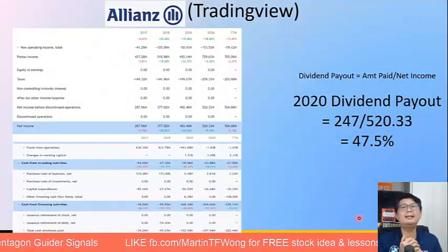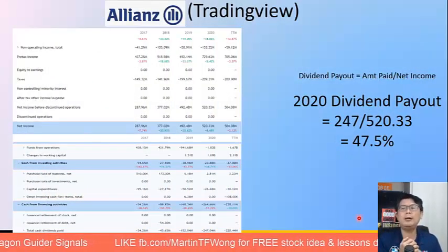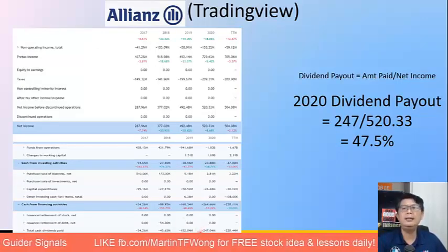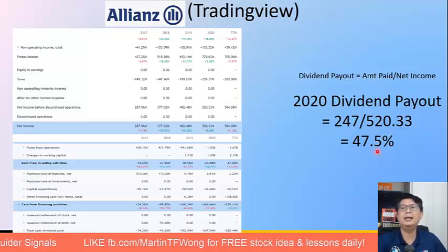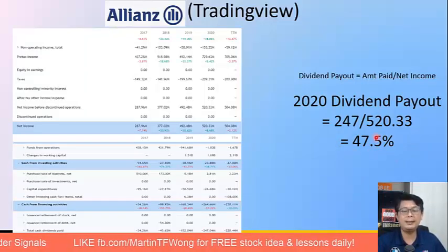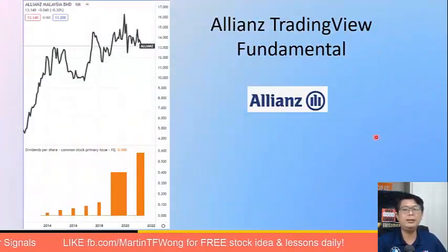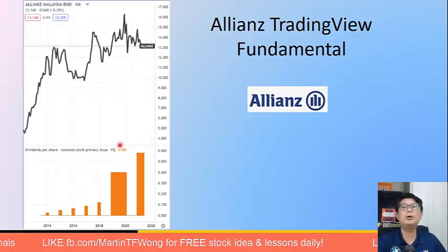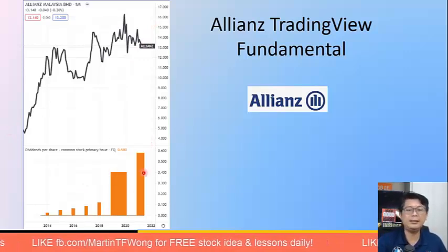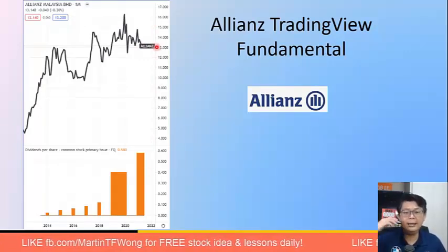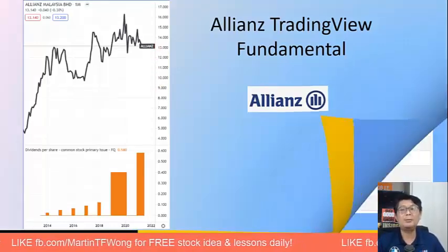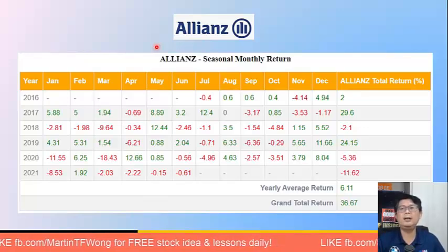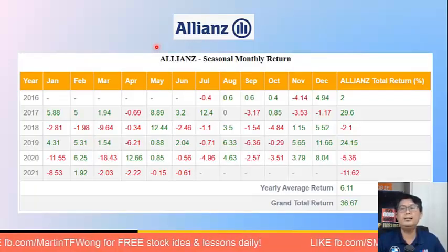So next, then we have Allianz in here. The net income is 247 million. Okay, dividend payout over 500. So it has a 47.5% payout. So that's a very, very good thing here. Again, you can see the dividend continues to go up, stock price continues to go up. So if they're able to increase their dividend, I think Allianz in the coming 3 to 5 years will be quite good.